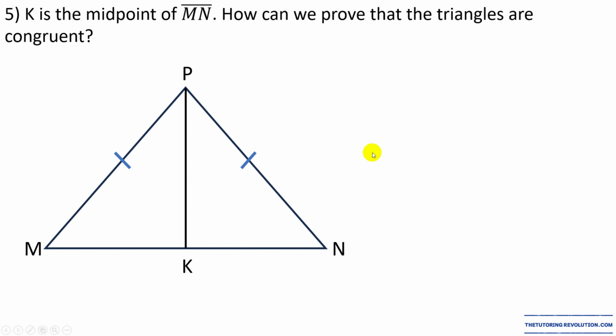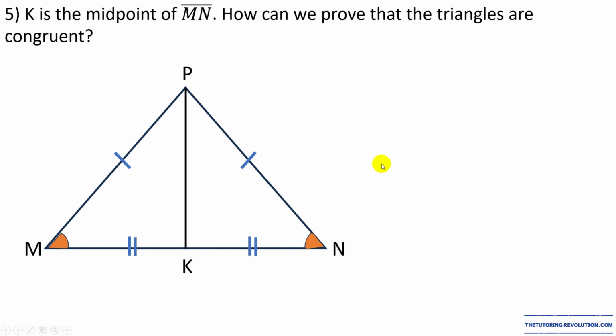Okay, for this other problem, they give us an isosceles triangle. So we know that, again, once we have an isosceles triangle, the angles opposite to the congruent sides are also congruent, as we saw before. Now, in addition, they tell us that K is the midpoint of the segment MN. So basically, MK and KN are going to be congruent, because if this is the midpoint, it means that this segment has the same length as this segment.